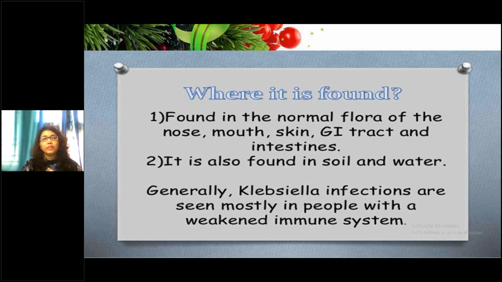So basically, it can be found as a part of the normal flora in the GI tract. At the same time, it can be found in the soil and water. But once there is a weakened immune system due to various reasons, once you give a lot of antibiotics, as we saw in the video, lots of carbapenemases, ESBL, those beta-lactamases, these enzymes can be produced by these organisms.